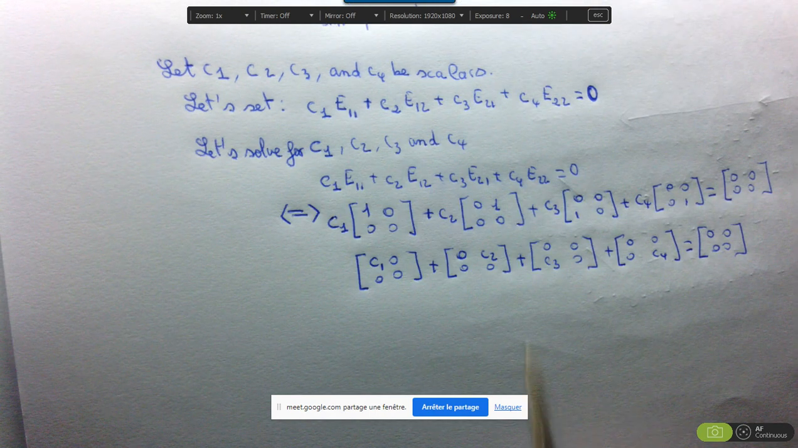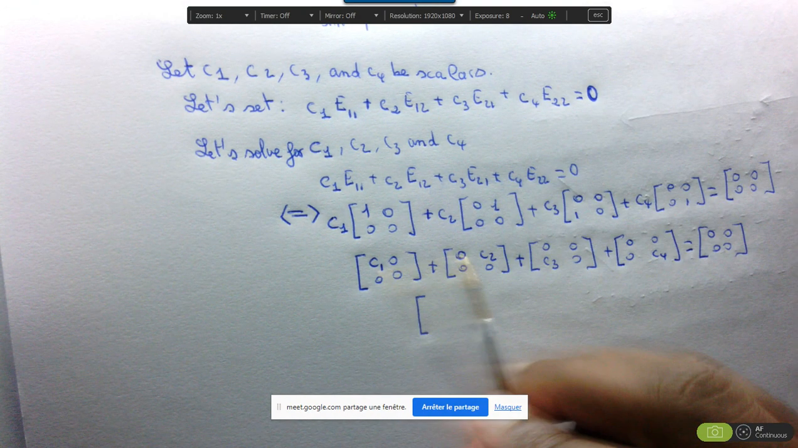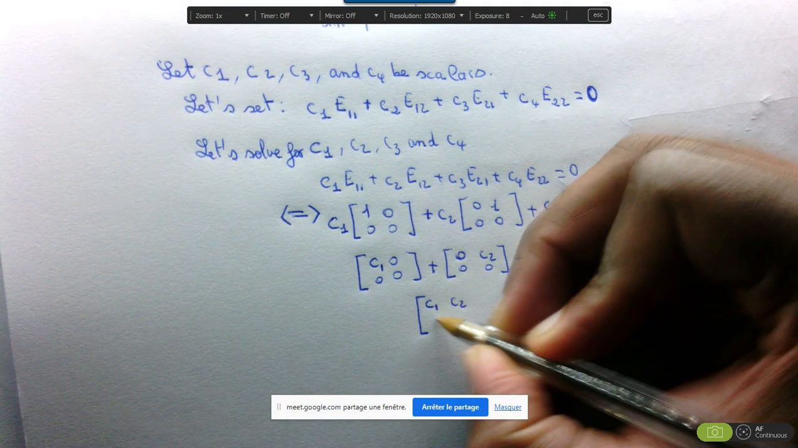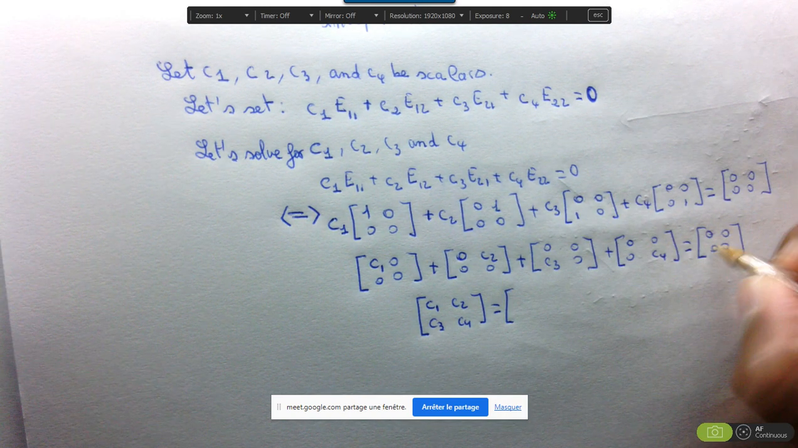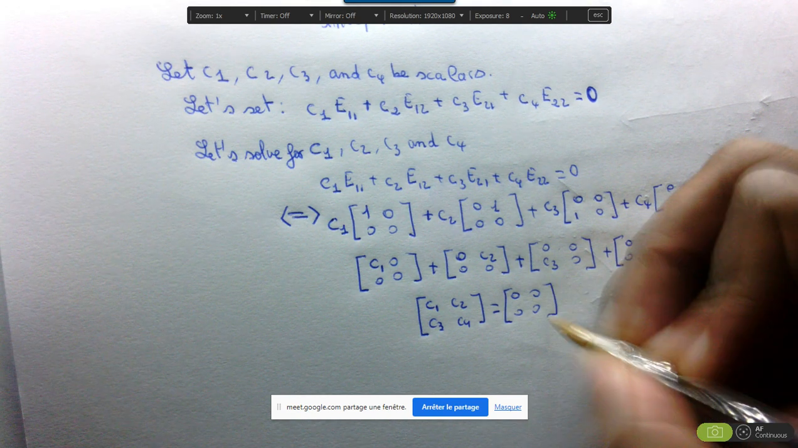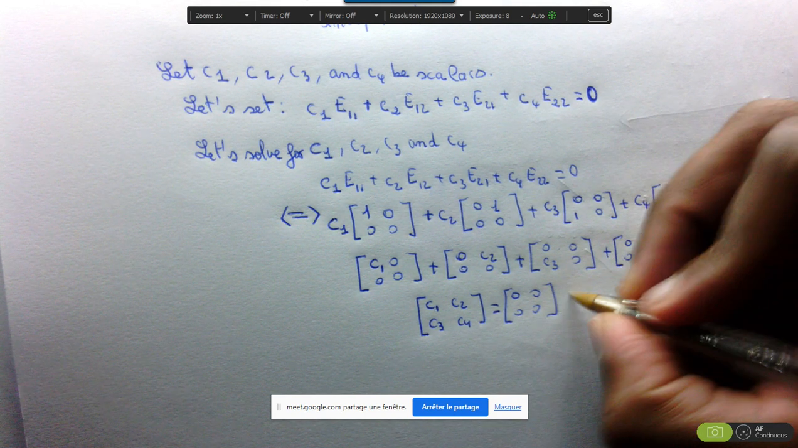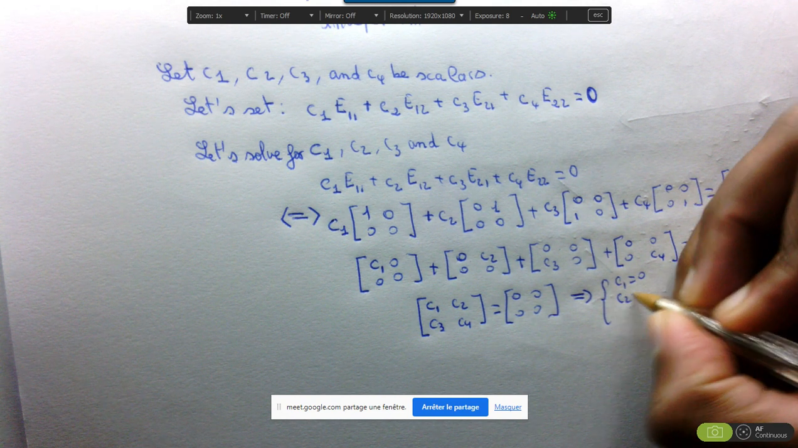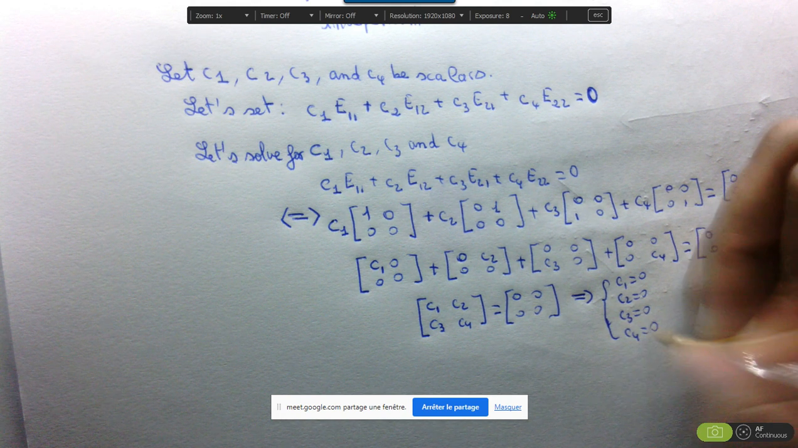Now I'm going to add all of the entries. I'm going to have C1 plus 0 plus 0 plus 0, that is C1. So C1, C2, C3, C4 equals 0, 0, 0, 0. So here you can clearly see that C1 equals 0, C2 equals 0, C3 equals 0, C4 equals 0. So that implies that C1 equals 0, C2 equals 0, C3 equals 0, and C4 equals 0.